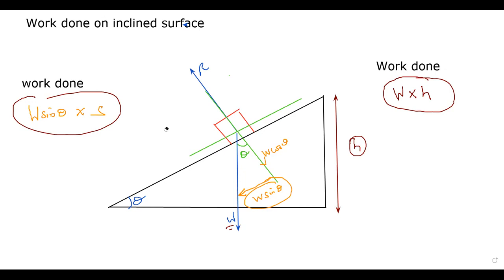If the angle, the component of the weight, or the length of the inclined surface is given, in that case it will be W sin theta multiplied by the length of this inclined surface, and in both cases you get the same answer. So what it shows is that if we get the same answer in both cases, the work done does not depend on the route.